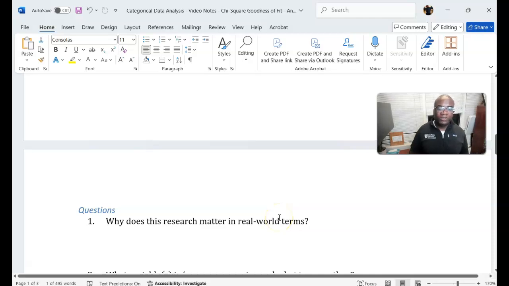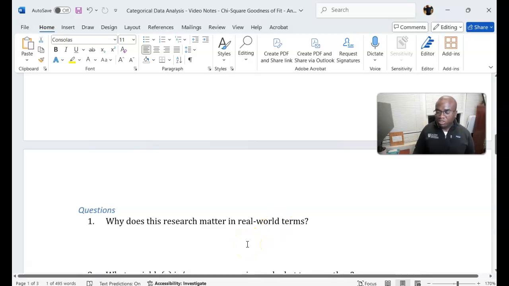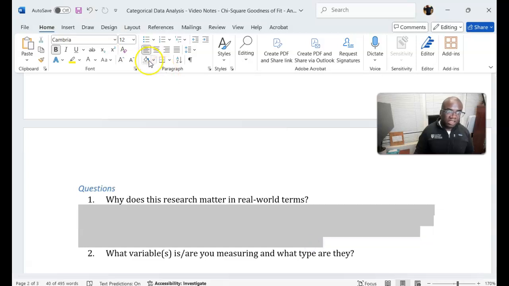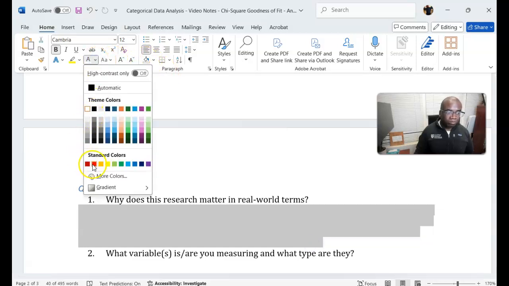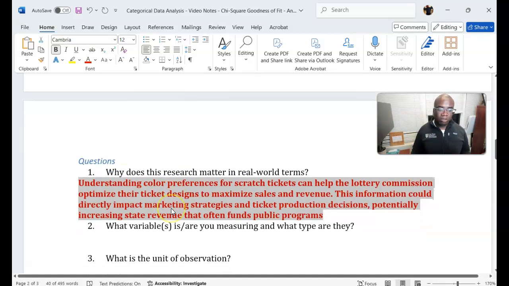All right, so why does this research matter in real world terms? You can imagine being a commissioner owning the store. You want to make sure the colors are what individuals like, or at least choose 3 of the 5, or maybe 2 of the 5 that individuals actually like, and make sure that you provide those colors, so you can get them to buy the lottery ticket. So this is important in terms of maximizing customer satisfaction, so you can make more money and also have more revenue.